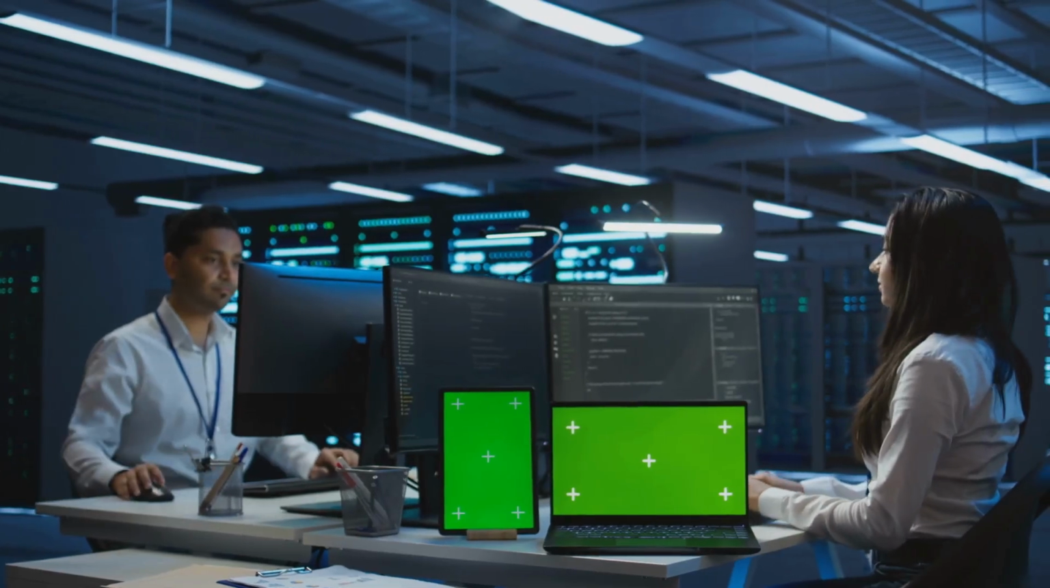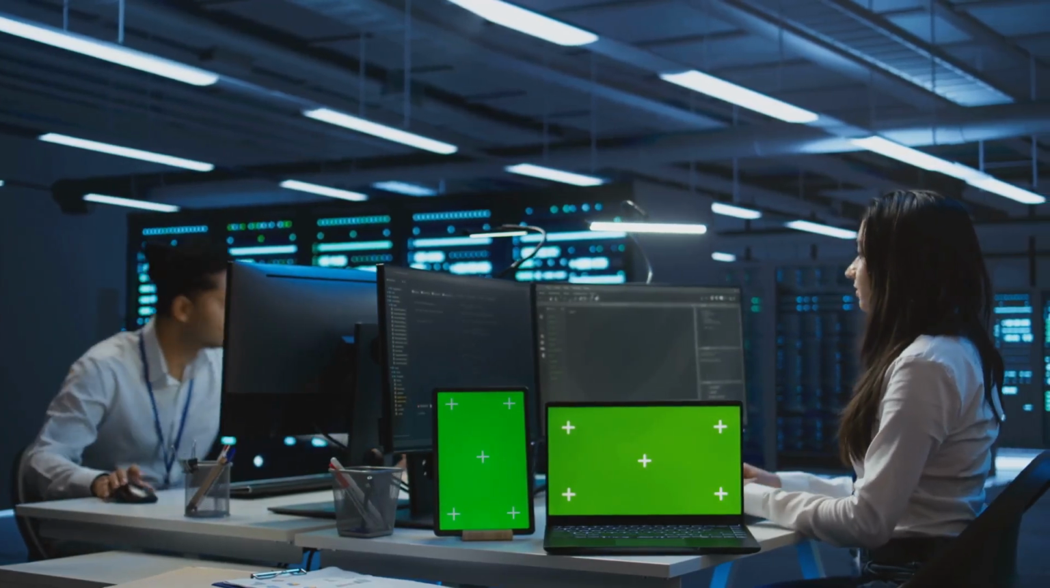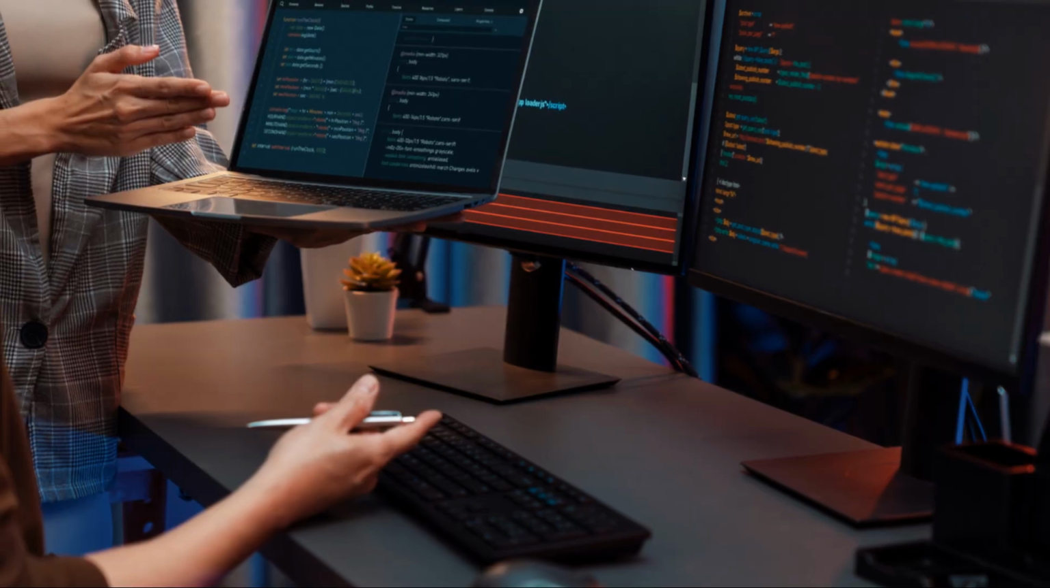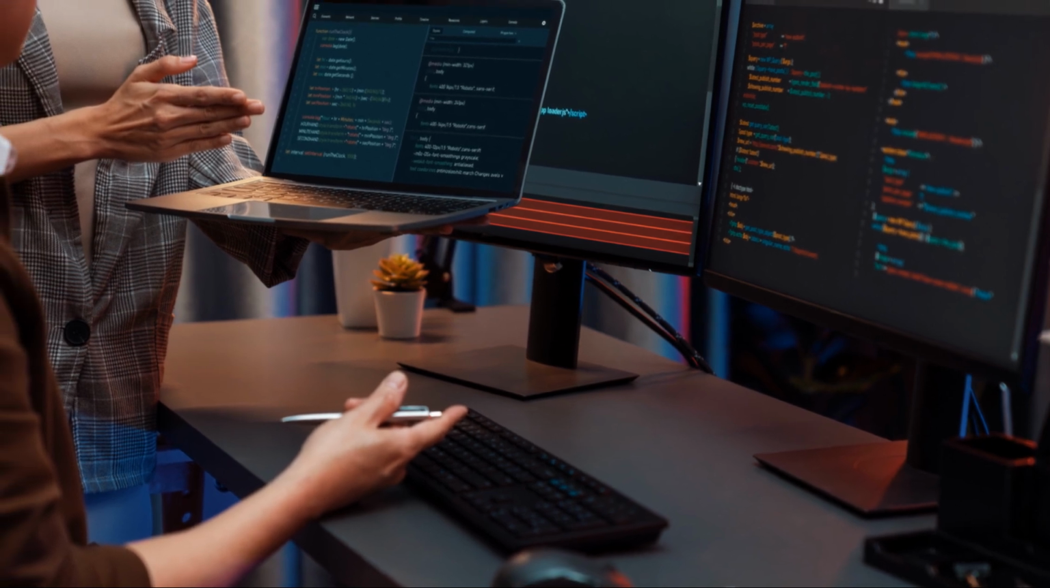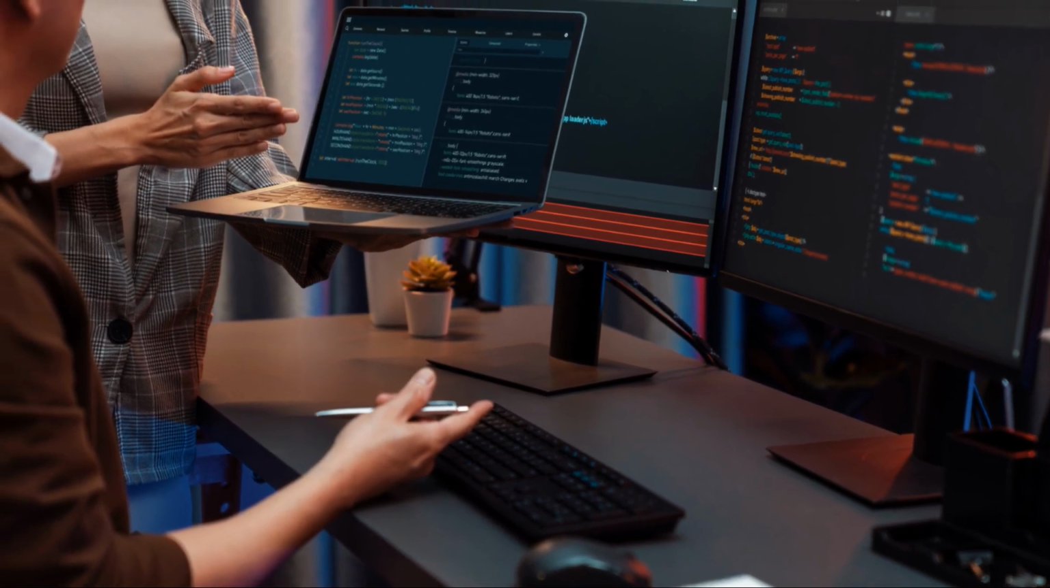Your move. Is your current architecture optimized for performance, scalability, and cost? Or is it time to rethink your strategy, align with best practices, and future-proof your cloud deployments?